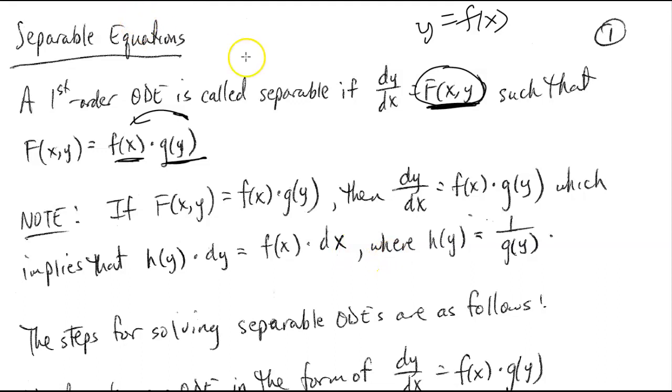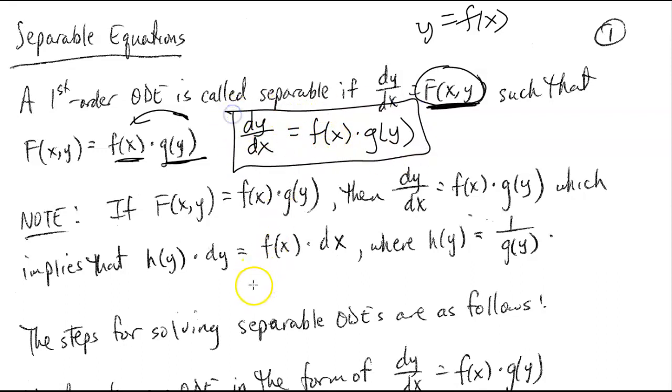Now, the reason why it's separable is because if I'm able to rewrite this ordinary differential equation in this way, I can get all terms with x on one side and all terms with y on the other. And of course, if I rearrange this equation to do that, I would have something that looks like this, where this h of y here is just the reciprocal of g of y.